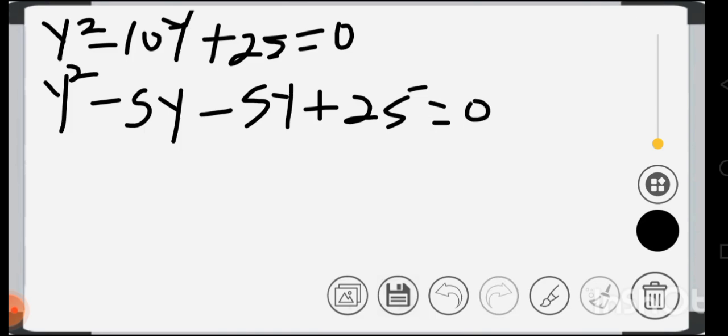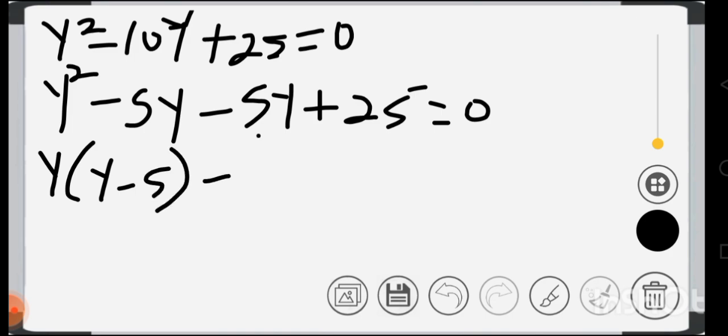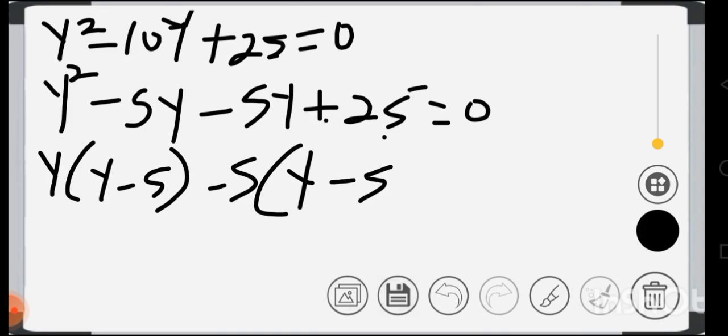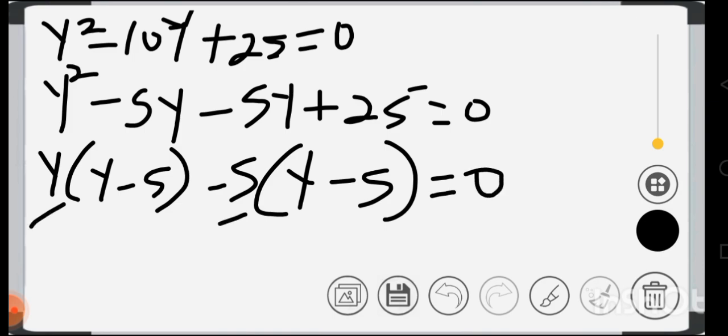So we're going to factorize this. We'll factorize this too. So bring out your y. So y minus 5, then bring out minus 5 here. So minus 5y divided by minus 5, that will be y. Minus 20, that is plus 25 divided by minus 5, that will be minus 5. Equals 0.